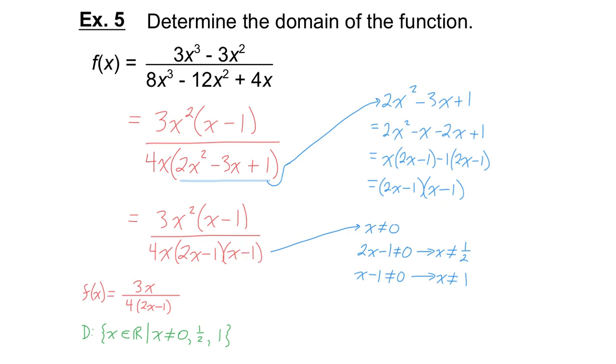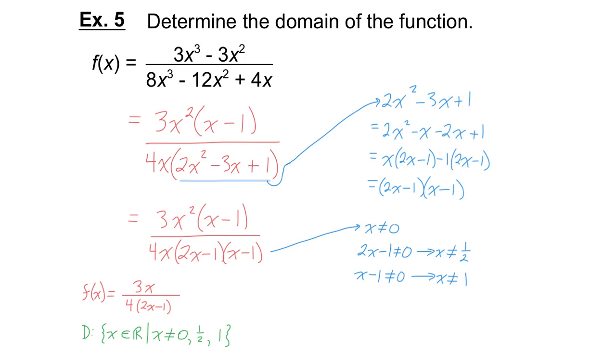So I figured out what the restrictions are on x, and now I simplify. X minus 1 is canceled out. We have x squared in the numerator, divide by x in the denominator. So those x's cancel out.